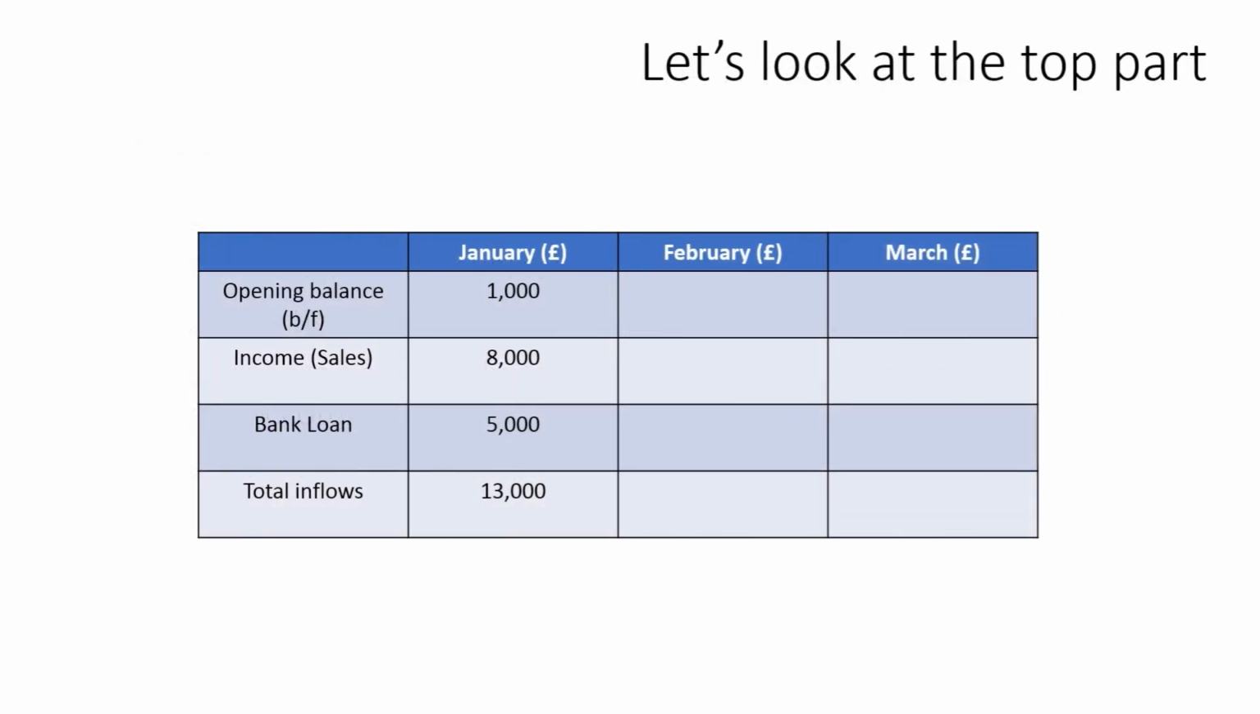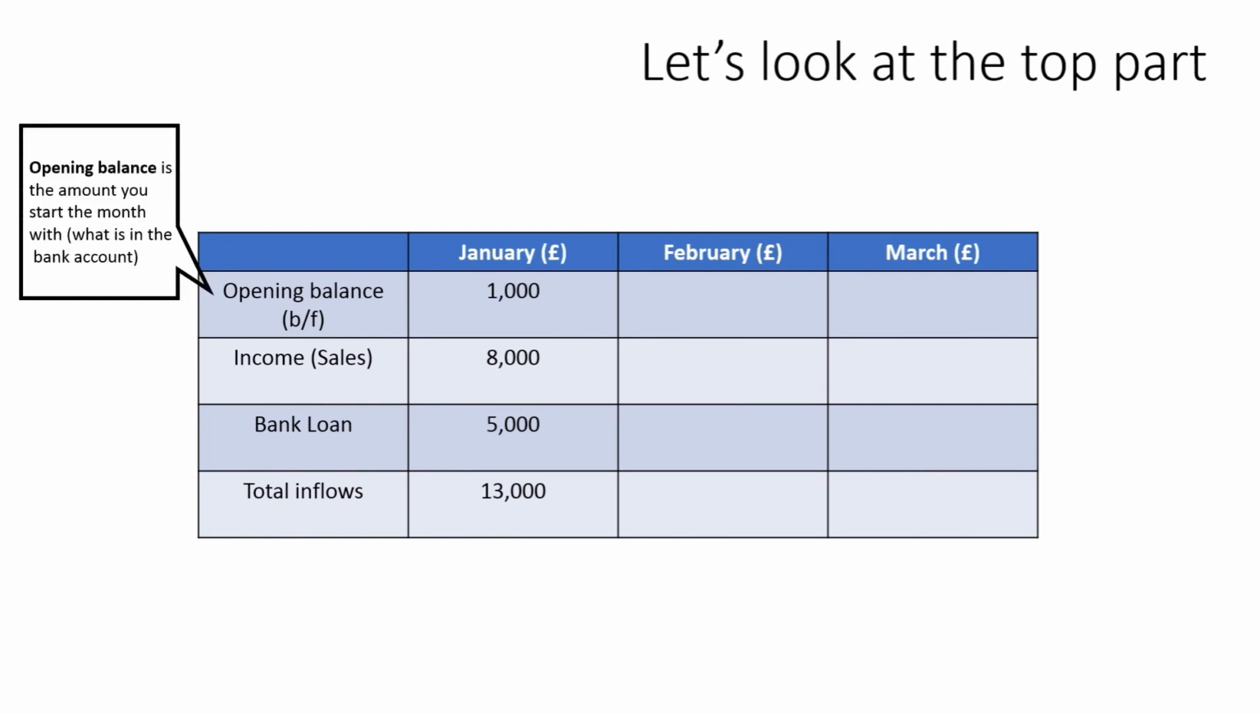So let's have a look at the top part of the cash flow forecast. You start off with the opening balance. The BF in brackets there is brought forward. That means it's been brought forward from a previous month. So in this scenario, the £1,000 shown in January would have been the closing balance at the end of December. So what you finish December with, and therefore what you start January with.